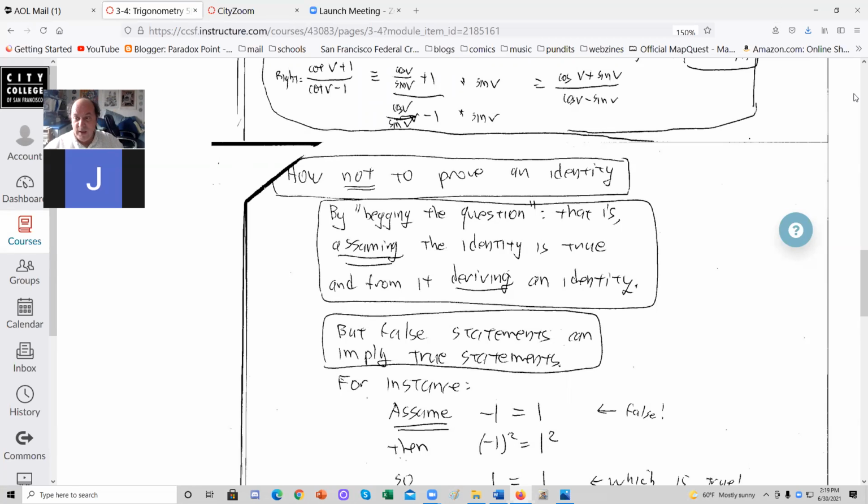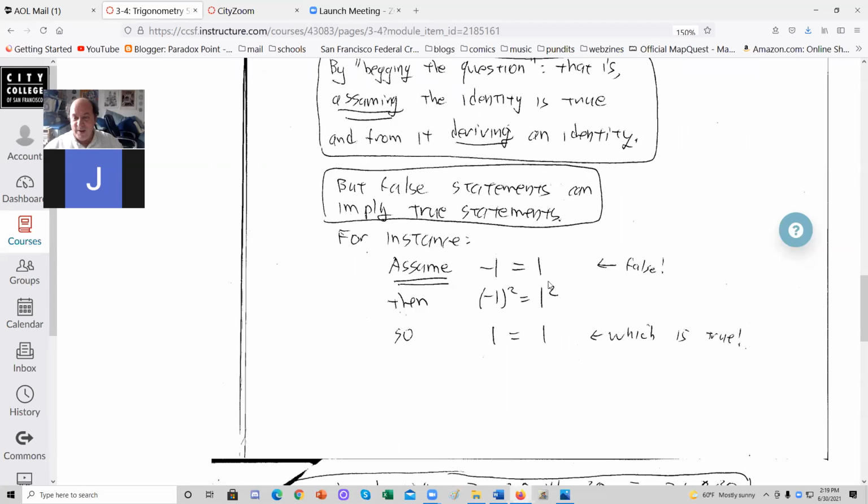For example, suppose I wanted to prove that -1 equals 1. Well, let's just assume it. Then square both sides, that's valid, and get 1 equals 1, which is true. But just because you can get that 1 equals 1 from -1 equals 1 doesn't mean that -1 does equal 1. Because if it were, then credits would be debits.